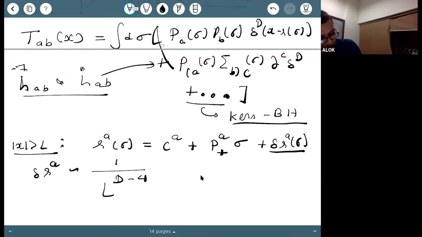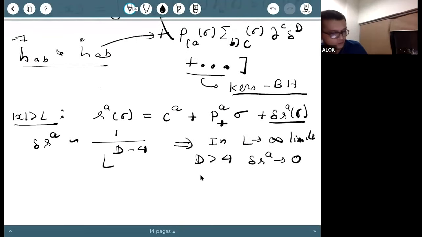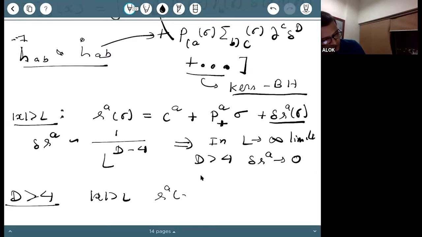So that implies that in the L going to infinity limit, and if d is greater than 4, these terms are suppressed, but not for d equal to 4. And that's where the subtlety comes, which I think I will not have time to get to. So this is the place where the four-dimensional subtlety comes into the picture. So, let us say that to begin with we are in d greater than 4. Then we can assume that for mod x greater than L, our objects are free.